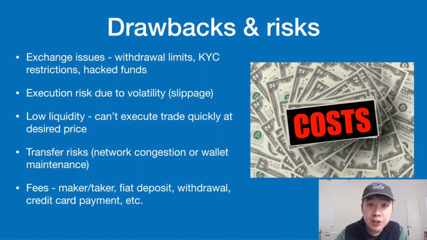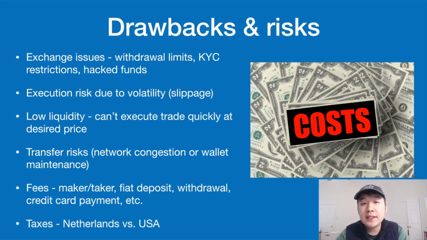Also fees. This is a huge deal and has to be calculated and taken into account when you calculate your potential profitability. The maker-taker fees, how much it costs to deposit, withdrawal fees, credit card payment fees, whatever method you choose. Also finally, taxes, and they're different across the world. Like in the Netherlands, you don't have to pay taxes on every transaction, but in the US you famously do. So that's something else to take into account when doing arbitrage.